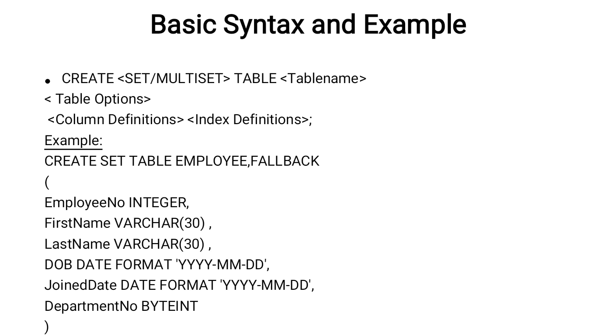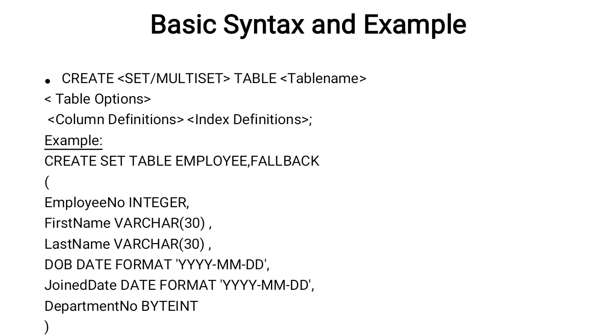Then table options give options like fallback, etc. Then third one is our column definition. Column definition means our column names and what data type is required for each, etc. And index definition means whether it is a primary index, secondary index, or partitioned primary index. Then we are moving to the syntax example.